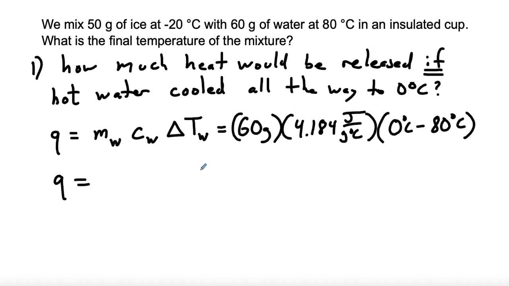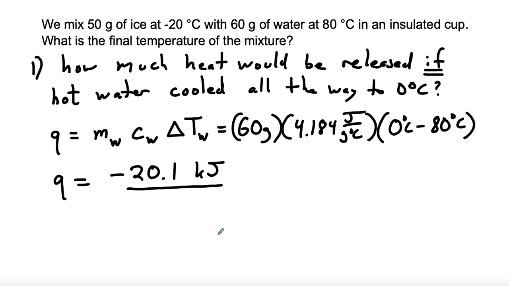So the heat that would be released if the water were to cool down is going to end up being 20.1 kilojoules. So that's if the water cooled down, that's how much heat would be released from the water. So from the water's point of view, it would be a negative number. Okay, so that's one piece in the puzzle.